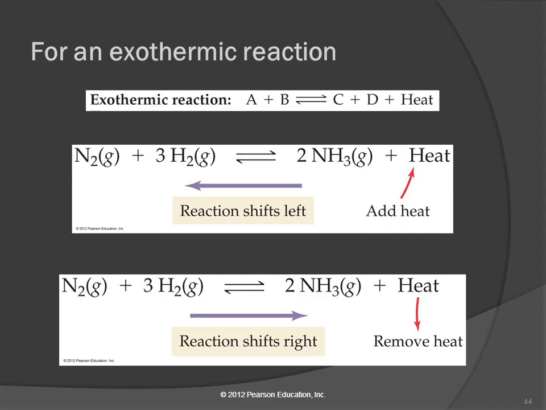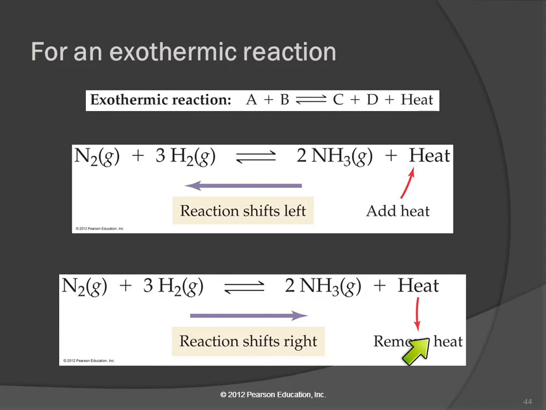Here's a specific example. So here's nitrogen and hydrogen reacting to form ammonia. This is an exothermic process. Heat is given off. If we increase the temperature, that's like adding heat. And so that will cause the reaction to shift to the left. Because if we add product, it will shift towards the reactants.